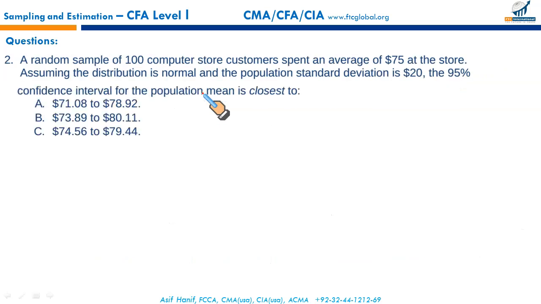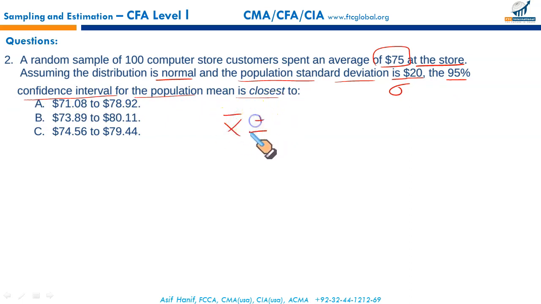All right, here we go. A random sample of 100 computer stores spent an average of $75 at the store, assuming the distribution is normal and the population standard deviation is 20. The 95% confidence interval for the population mean is closest to. Now we know what to do. We know what to do.